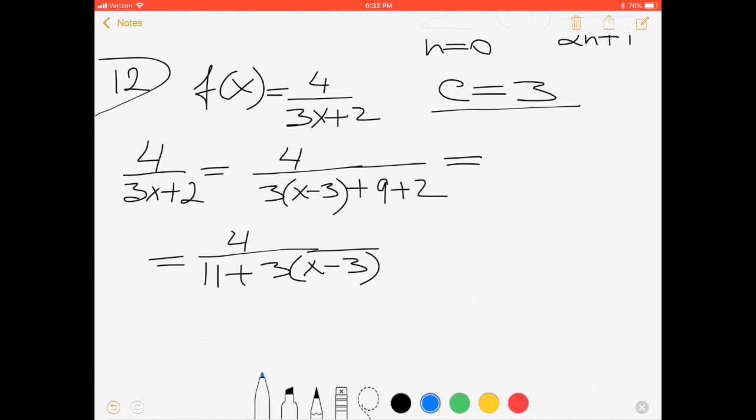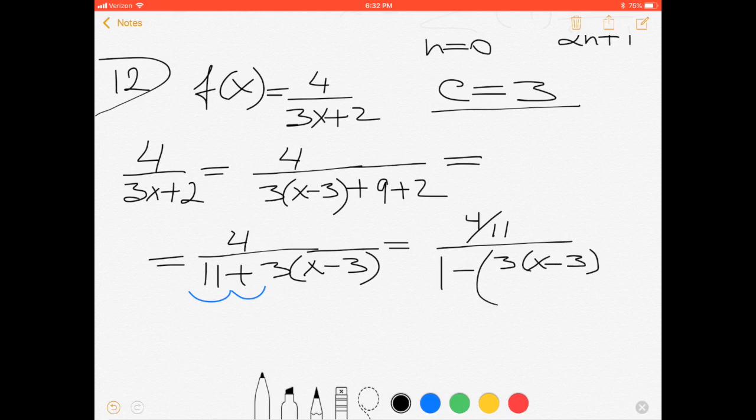What problem do we have here? We have two problems. We have a plus here, and we have 11 there. We need 1 instead of 11, so I divide up and down by 11. I have 4 over 11, and here I have 1 minus, and then minus 3 times (x minus 3) over 11. Don't forget about the minus inside the parentheses.